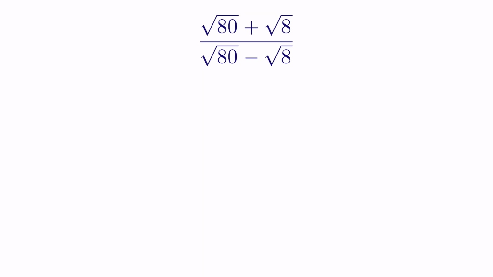Square root of 80 plus square root of 8 upon square root of 80 minus square root of 8. How do we simplify this? So there are two methods. In the first method, we simply rationalize the denominator.